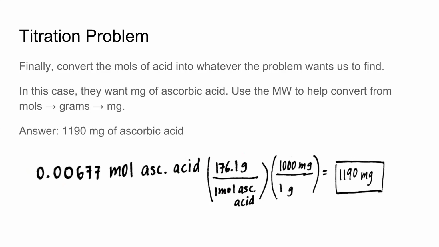So finally, we convert the moles of acid into whatever the problem wants us to find. We're given the molar weight to help us convert from moles to grams to milligrams. And if you do the math, you should get 1,190 milligrams of ascorbic acid.